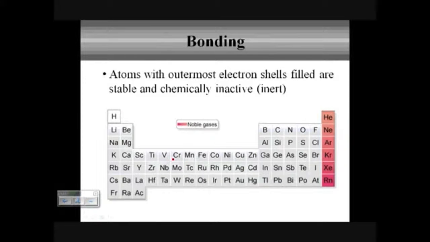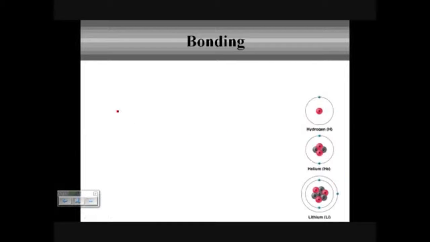when we talk about bonding, we can recognize that we have different atoms that are going to take on different properties and be more or less likely to react. It says there that atoms with the outermost electron shells filled are stable and chemically inactive or inert. What we're talking about are these elements right here, which we refer to as the noble gases. Noble gases can exist on their own and aren't going to be bonding with anything else. They are inert. However, other atoms are going to be more likely to react with different atoms within the periodic table.